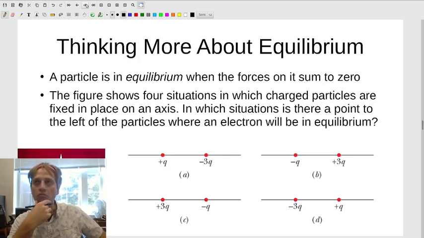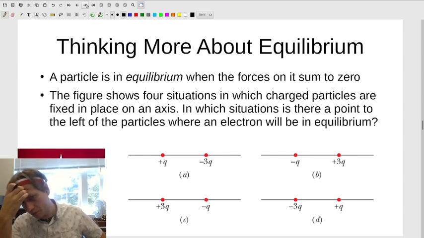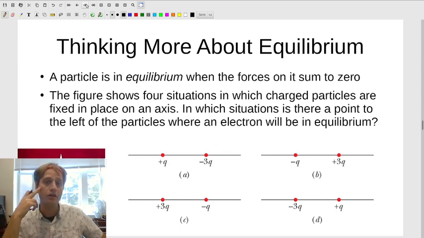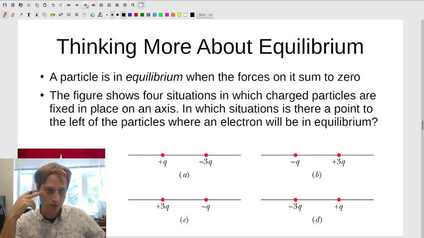Now, the idea of forces adding together to 0 is the idea of equilibrium. And we say that a particle is in equilibrium when the forces on it add up to 0. And so I've given you a homework problem this week which asks about charges summing up to 0. And here we show 4 situations in which charged particles are placed on an axis. In which situations will there be a point to the left of the particles?